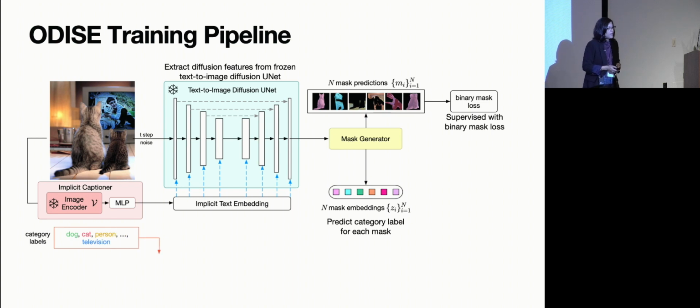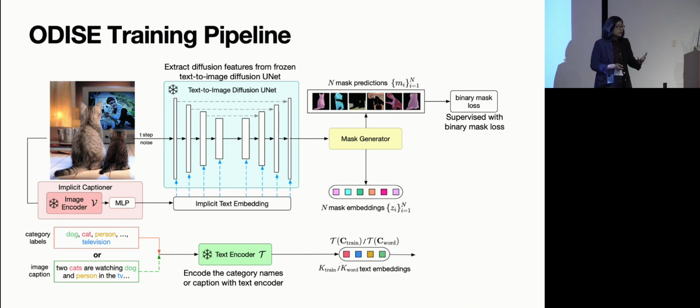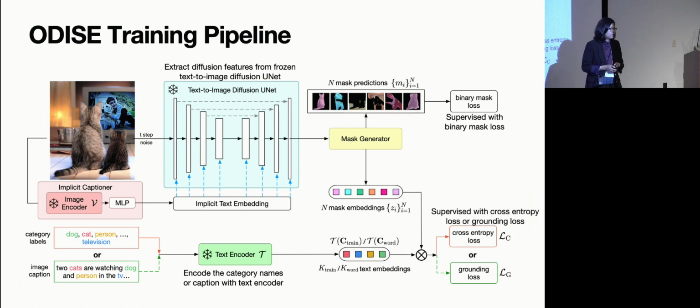So once we have these binary mask predictions along with their mask embeddings, we then, during training, try to associate them to the text embedding of the category labels that are available during training, or to a caption that may be available, either using a cross-entropy loss or using a grounding loss. So this is how we train Odise on a set of closed vocabulary that is available.